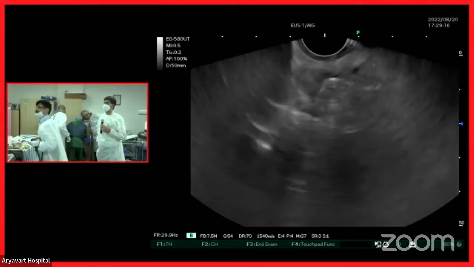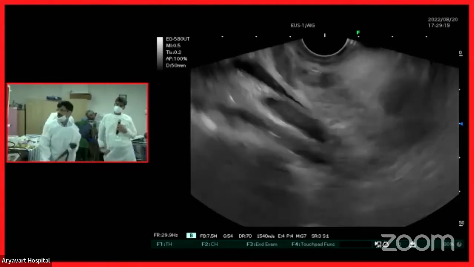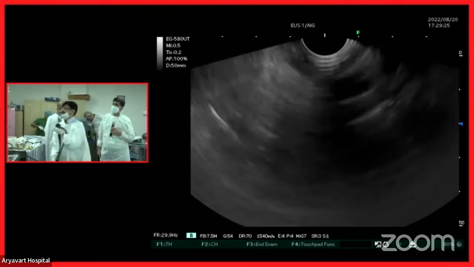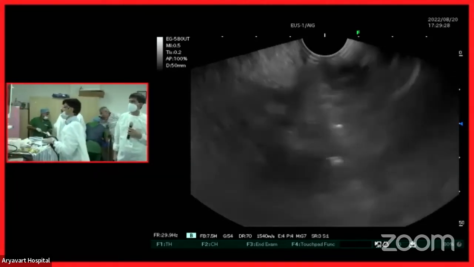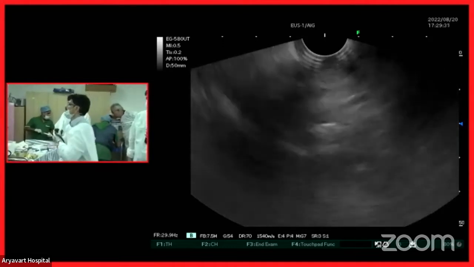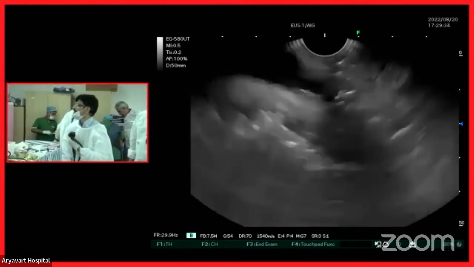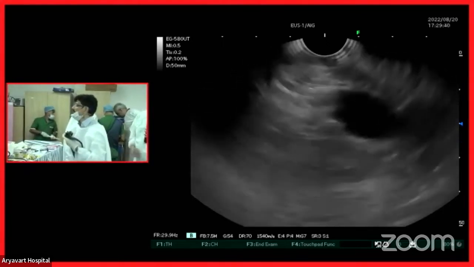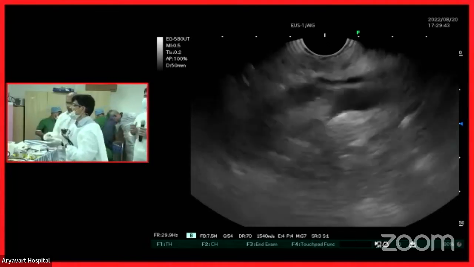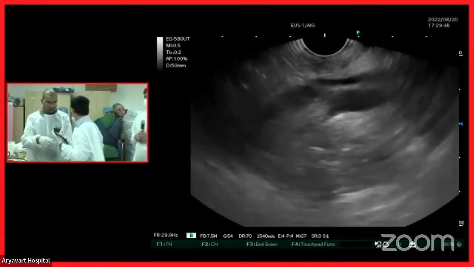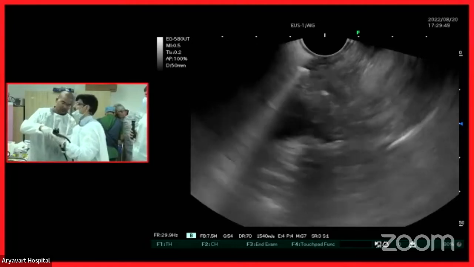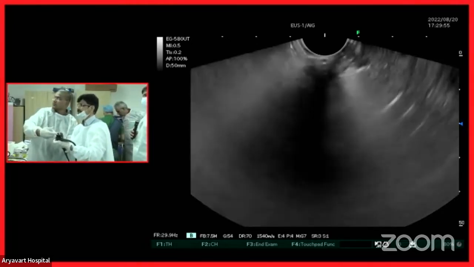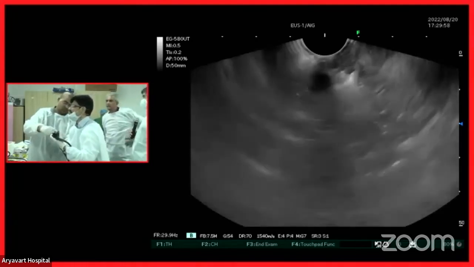I'll get into D2, get in a bit deeper, shorten my scope and see if I can identify the bile duct distally. That's the aorta. Can I get some water, please? Or saline? Yes, please. Do we have anything there, Dr. Malay? Yeah, okay.